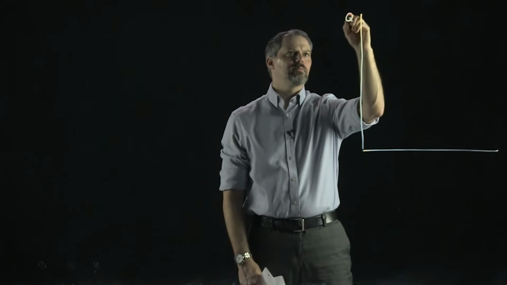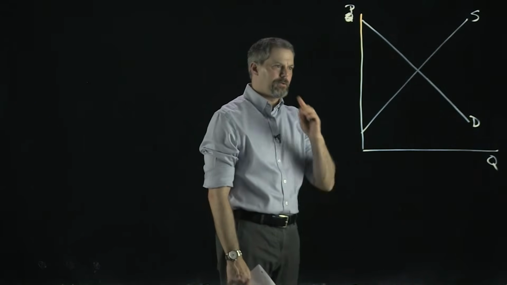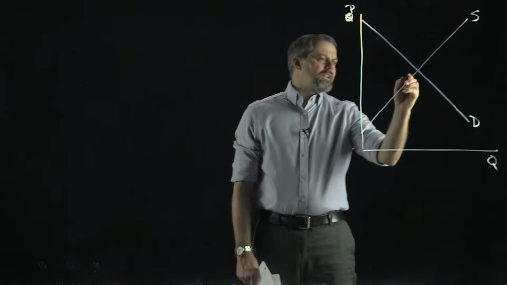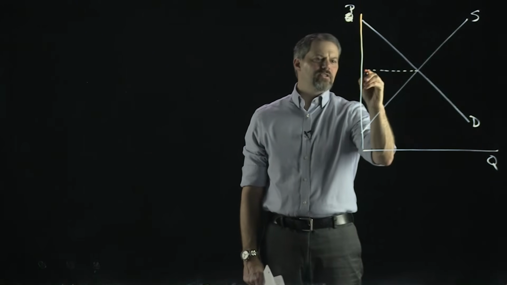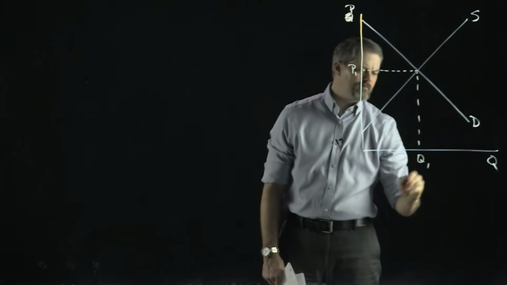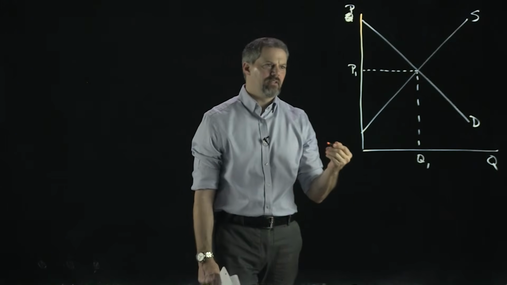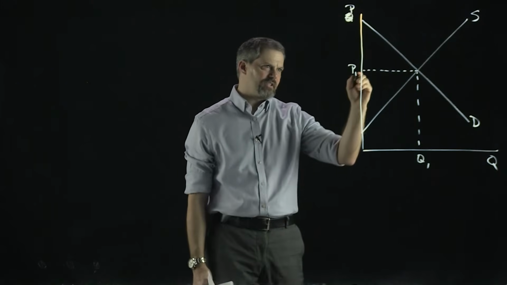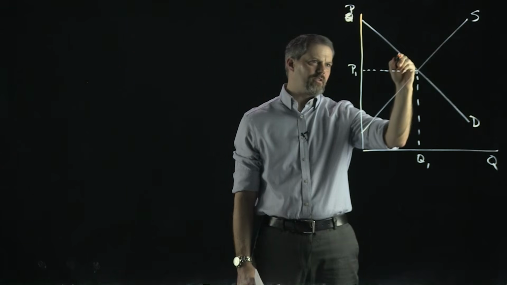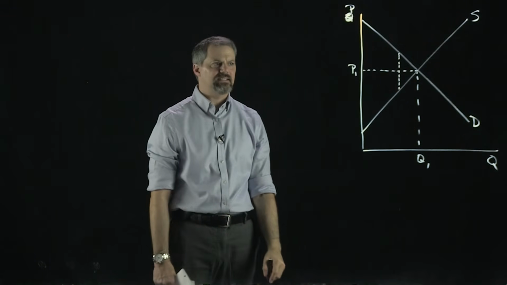So, price, here's our demand curve, supply curve, there's where quantity goes. Let's identify our initial price of P1 and our initial quantity of Q1. Let's suppose that we've imposed a tax here of $T, and we've found the place where this vertical distance between the demand curve and the supply curve is the amount of the tax T.